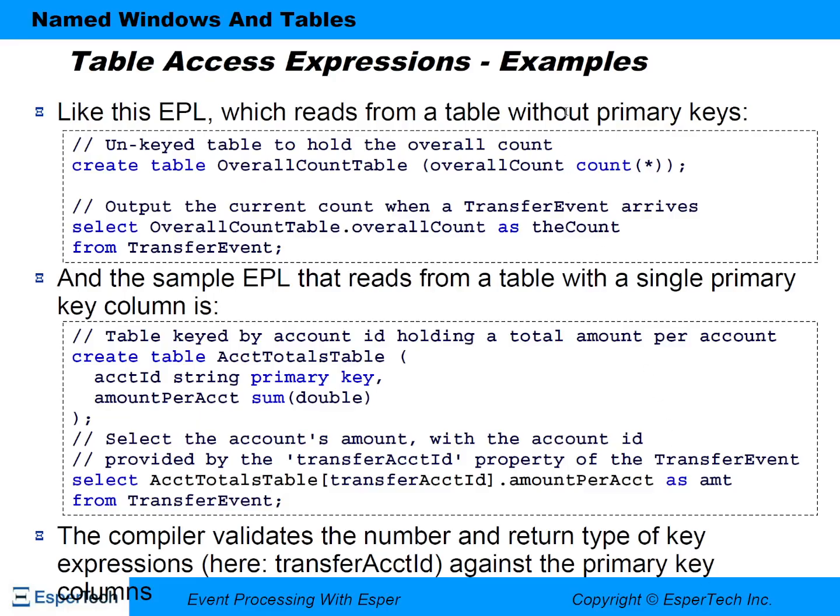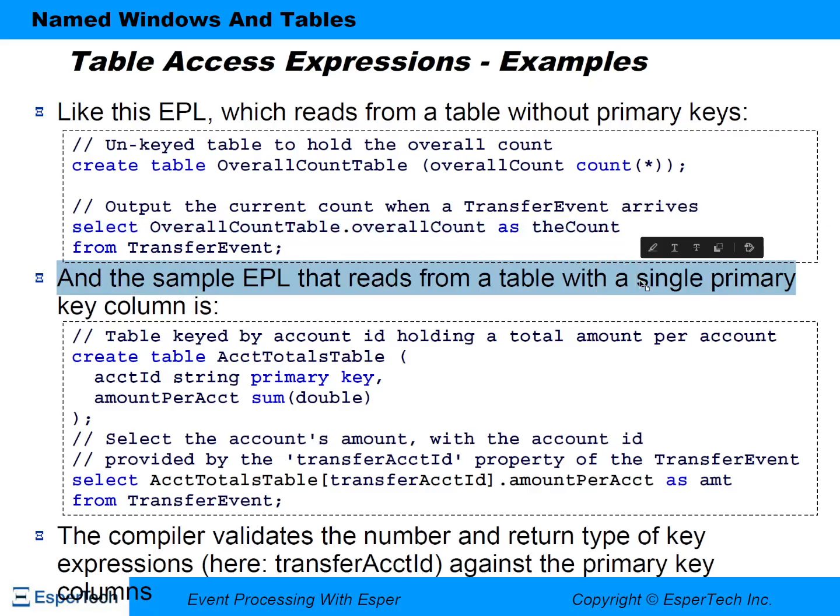Let's look at some examples for table access expressions. Like this EPL, which reads from a table without primary keys. The example first defines an unkeyed table to hold the overall count. Create table OverallCountTable (overallCount count(*)). The next statement outputs the current count when a transfer event arrives. Select OverallCountTable.overallCount as theCount from TransferEvent.